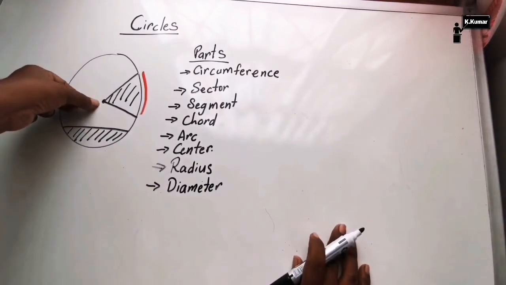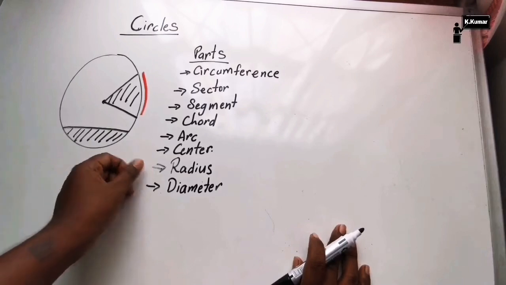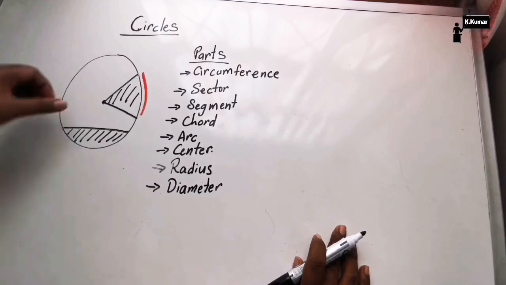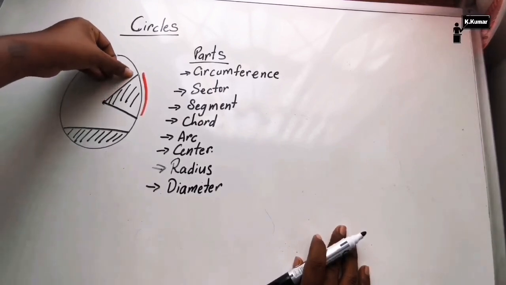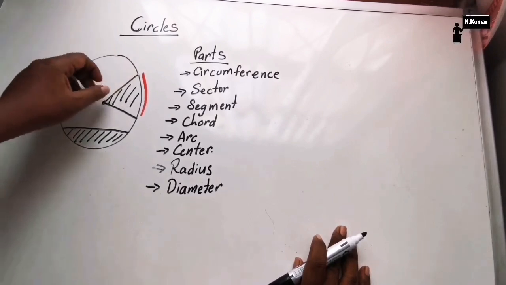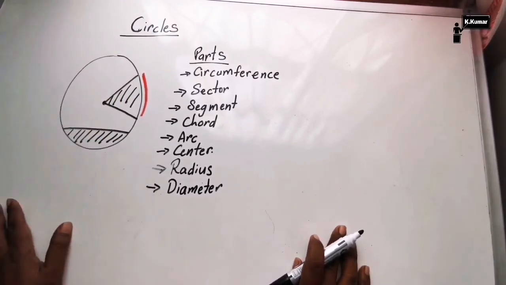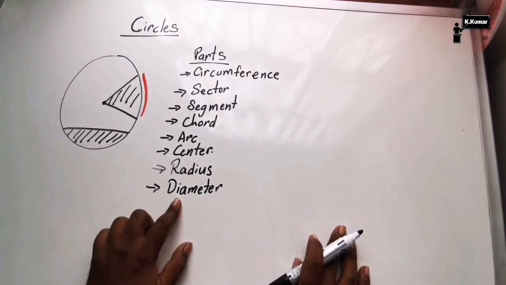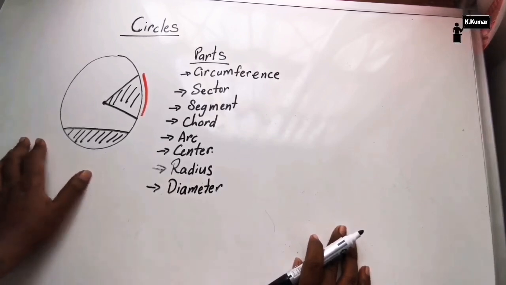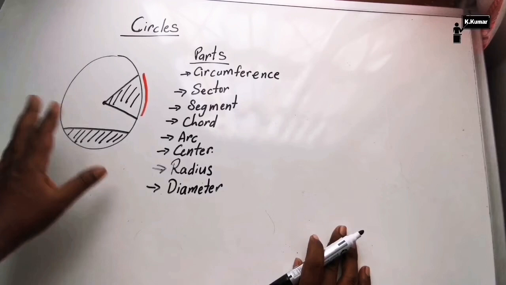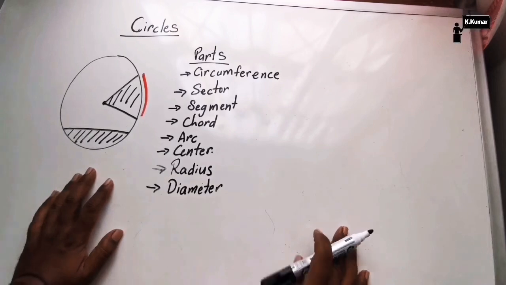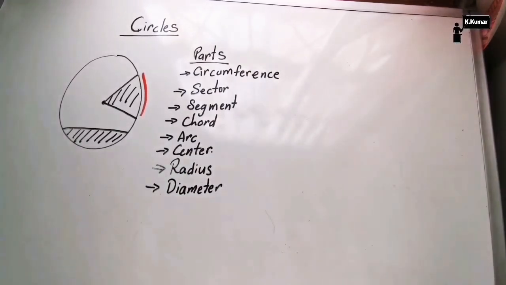The center, you should know, is the point in the middle. The radius is from the center to any point on the circumference. So one of these lines is called the radius. The two lines, we call them radii, right? And the diameter is the line that goes from one point of the circumference to another point on the circumference, but it passes through the center of the circle. So these are the parts that you should know. You have to make your own definition of them.